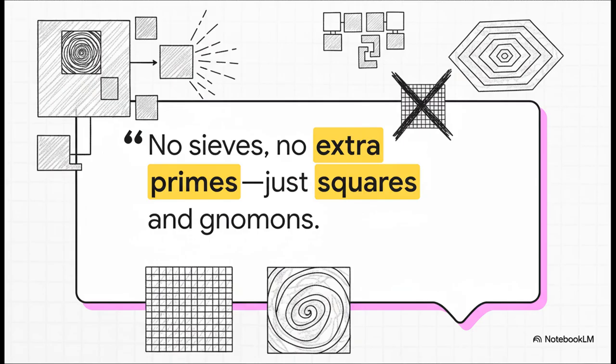And the real elegance of this method is how self-contained it is. As the source material puts it so nicely, no sieves, no extra primes, just squares and gnomons. You're only manipulating areas until they match. It's just a beautifully pure, geometric approach.